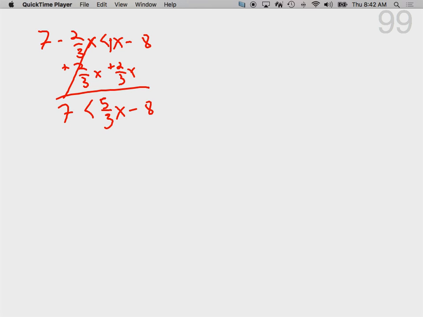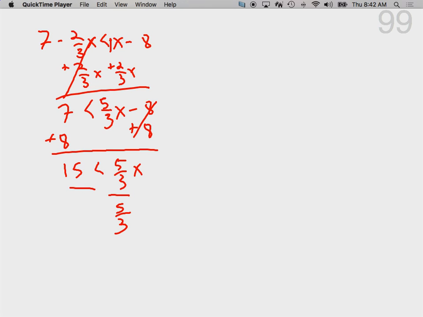All right, next, add 8 to both sides. Dy, 15 is less than 5/3 x. And we're doing things very algebraically here, or very blood and guts kind of approach. We'll do the slicker way later. Divide by 5/3. Divide by 5/3, dy, x. And then 15 divided by 5/3 is 9.